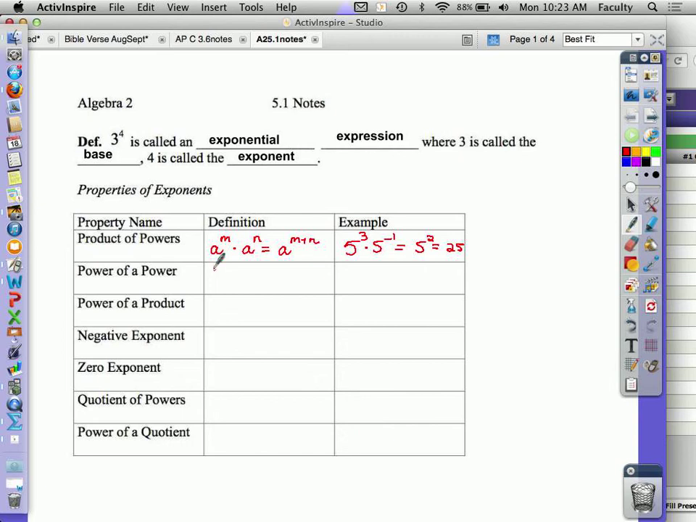All right, the power of a power says if I have a to the m to the n power, I'm going to multiply the exponents. So, if I have, let's say, 3 squared to the 4th, that's 3 to the 8th. And again, that's pretty big, so we'll just leave it as that. All right, power of a product. If I have a times b to the m, this is a to the m times b to the m.